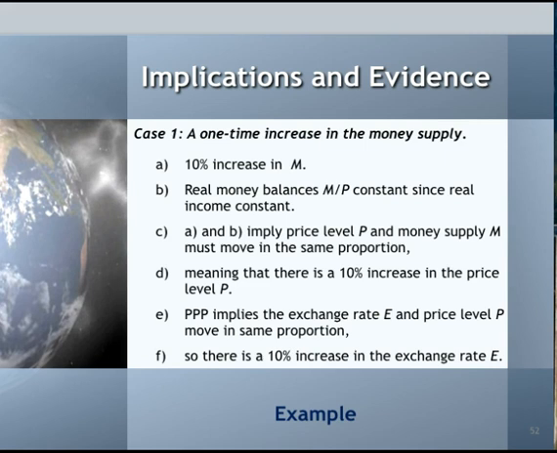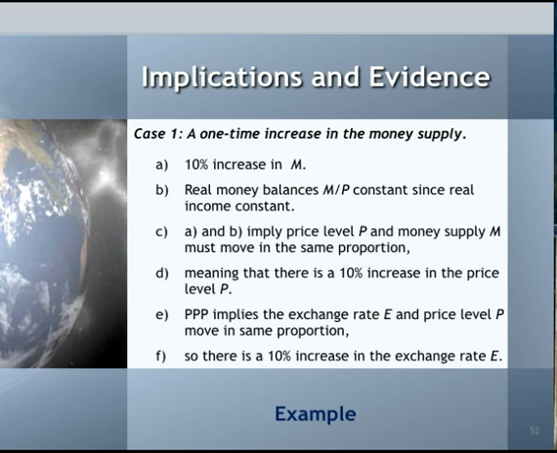Here's case 1, a one-time increase in the money supply. So let's assume a 10% increase in M, the money supply. Now, we're assuming that income is held constant, and if income is held constant, that must mean that M over P must also be constant. So if M over P is constant, that must mean that the price level itself must change to offset the money supply increase. So it must move in the same proportion, meaning, of course, that there must be a 10% increase in the price level as well. So purchasing power parity implies that the exchange rate, E, and the price level, P, must move in the same direction and in the same proportion.